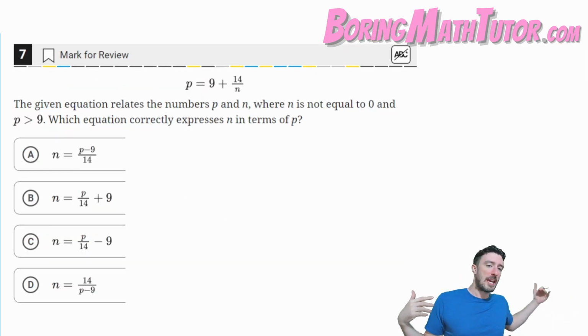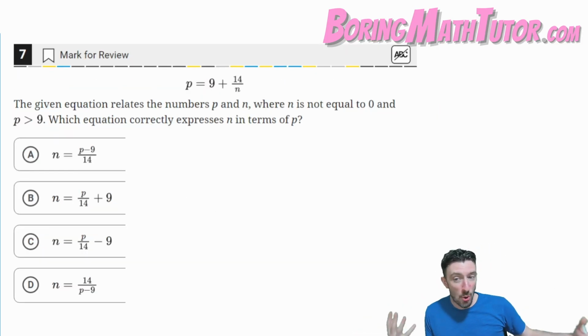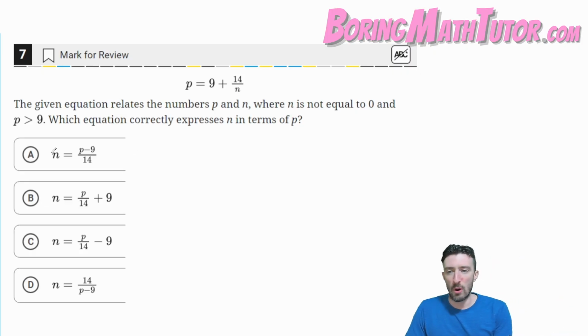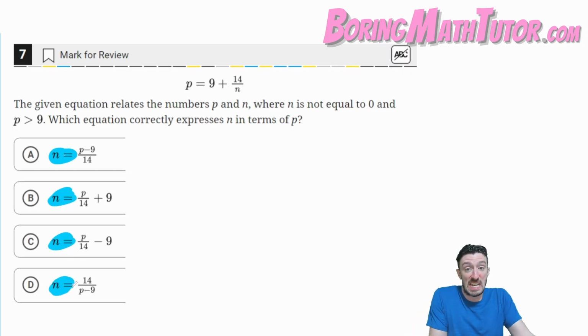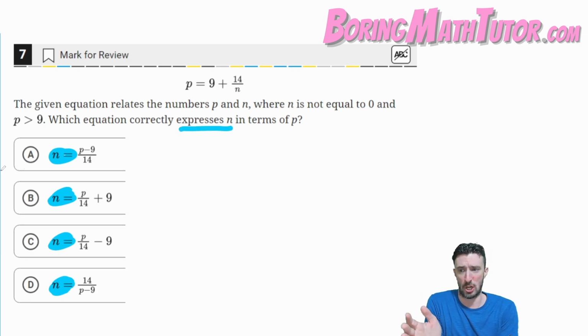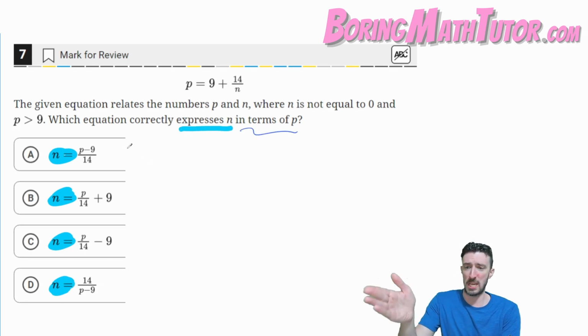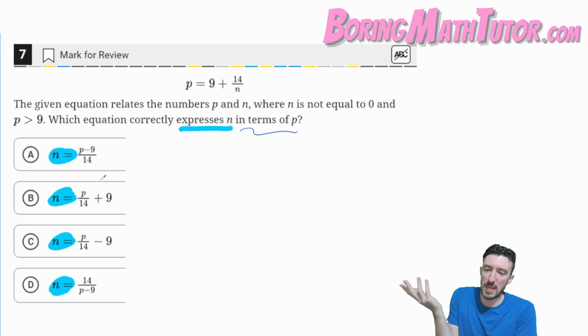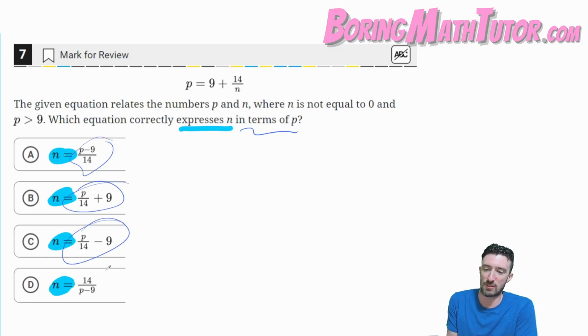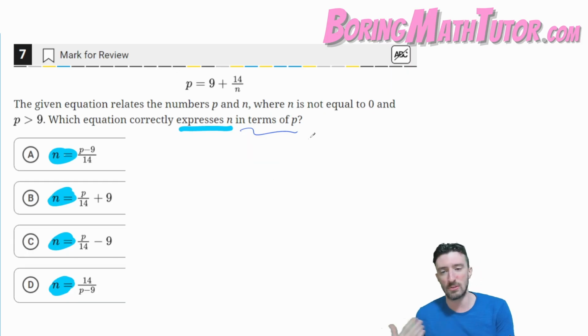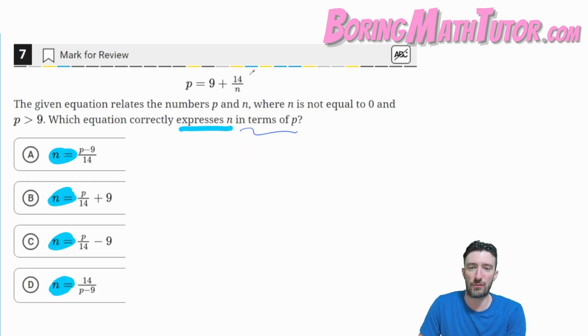Another problem that you can't just throw into Desmos so easily. So what are we doing here? Well, it looks pretty clear in the answer choices. They want us to get n equals. In other words, solve for n. In other words, express n in terms of p. Well, what does in terms of p mean? It just means you're going to have p floating around in your answer somewhere. Okay, so basically solve this for n.